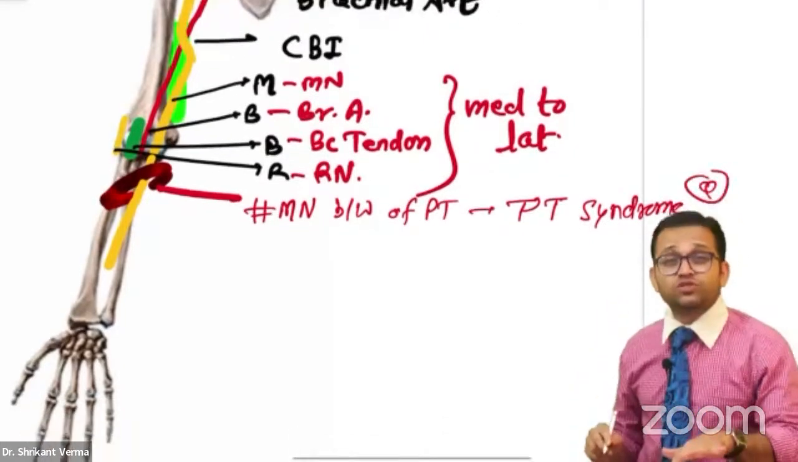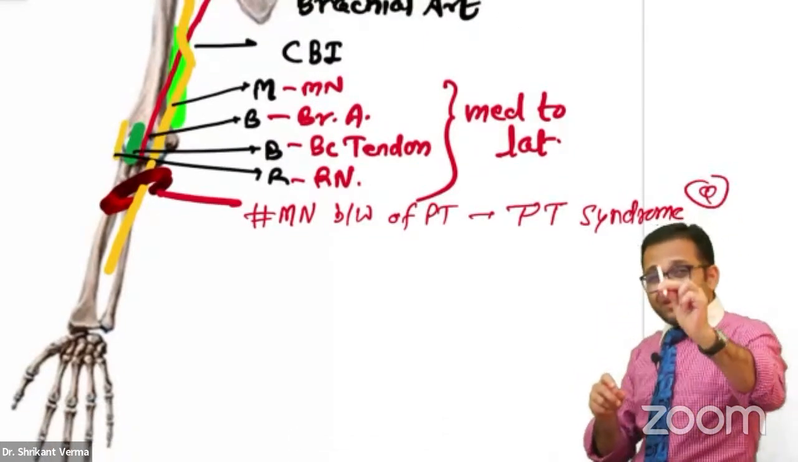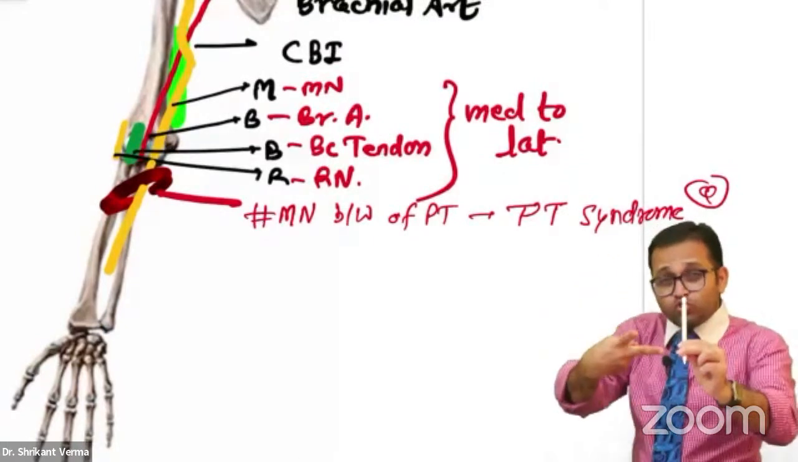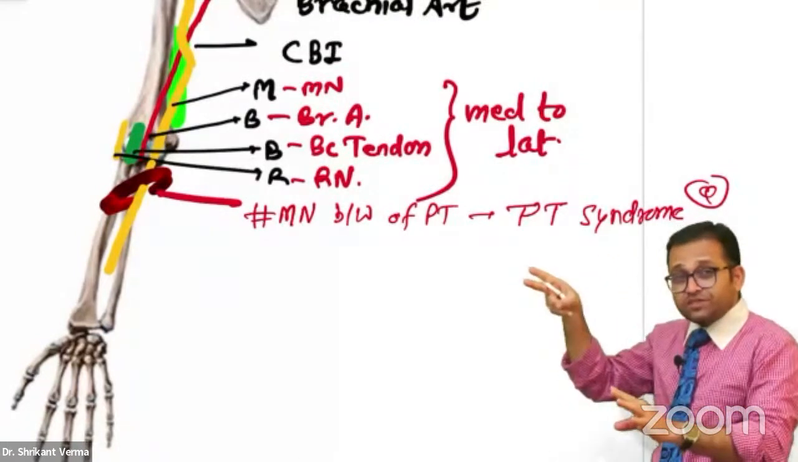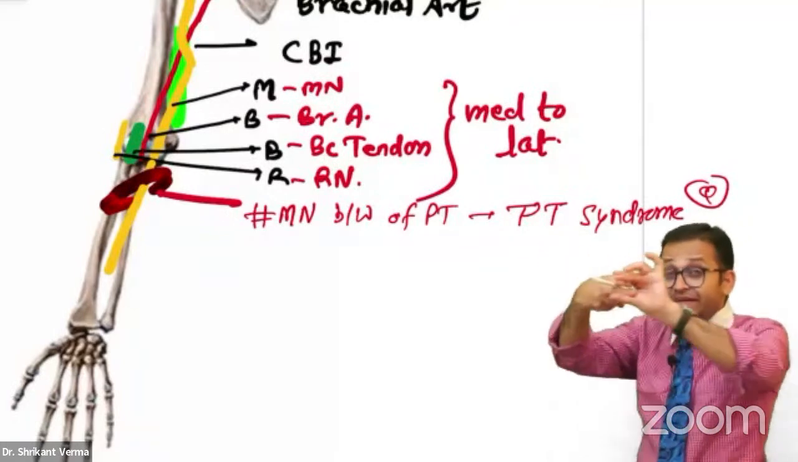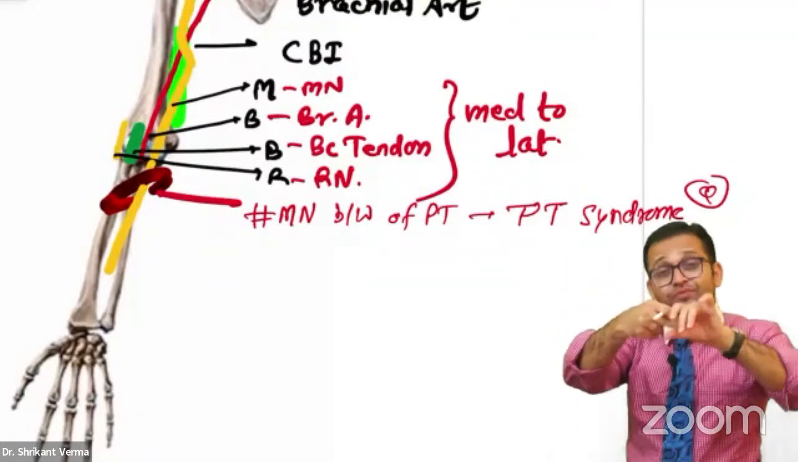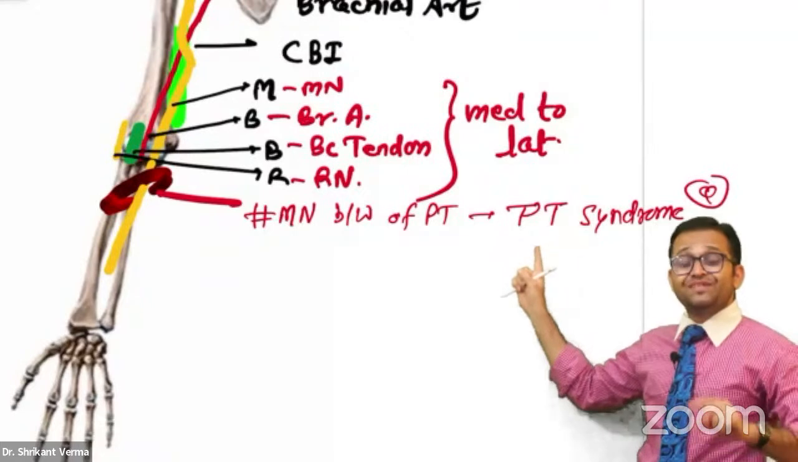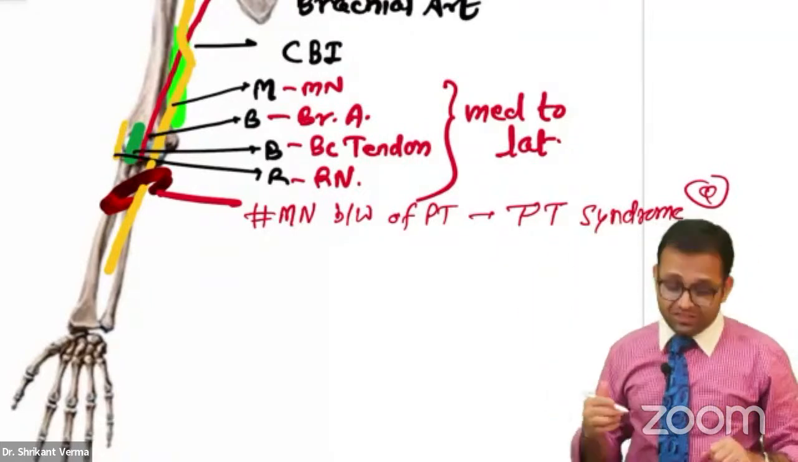This is your clinical question. What I want to tell you, this is the median nerve which is passing in between the two heads of the pronator teres muscle. Sometimes this median nerve is compressed in between the two heads of the pronator teres muscle. This is known as pronator teres syndrome.